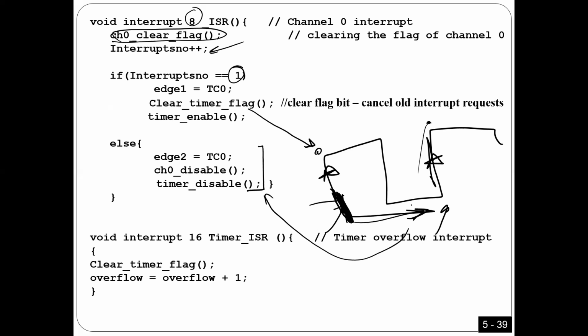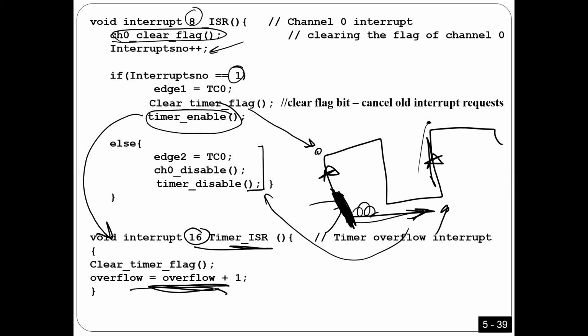Originally, the timer interrupt should be disabled, and once I come here, I want to count overflows from here, right? So now the timer interrupt is enabled. That means every time there is an overflow, you are going to call the timer subroutine. We put 16 here, and all I'm going to do is increment the overflow count by 1, because I need to know how many times the timer overflowed.